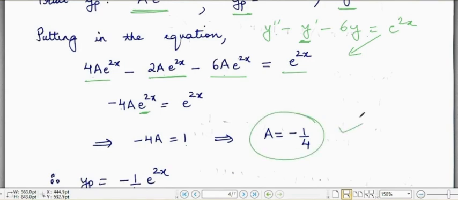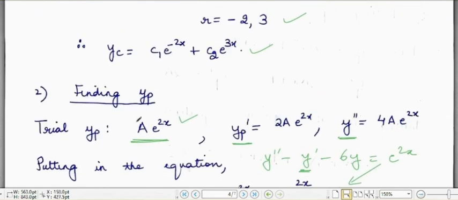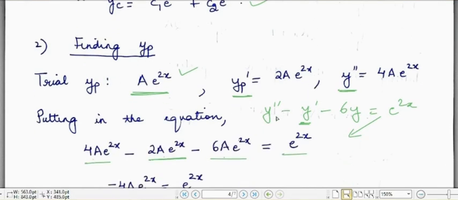If a is minus 1 by 4, that means for the guess that you were making, the actual yp which works is going to be minus 1 by 4 e to power 2x. If you are not convinced, you can put it here to see that if you take y as minus 1 by 4 e to power 2x, this differential equation will be satisfied.